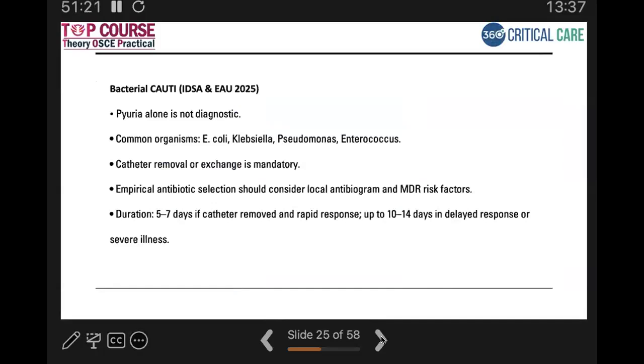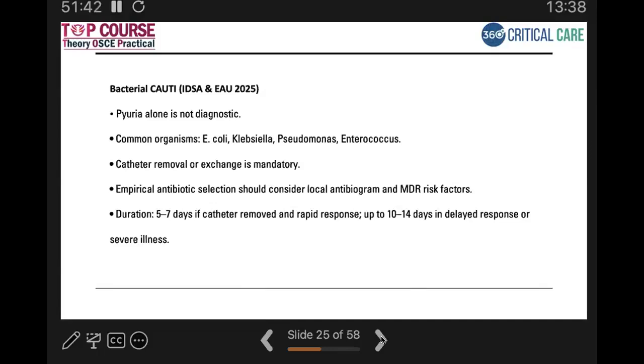So bacterial CAUTI, as per the recent guidelines, when you just see pyuria, that is not diagnostic. When you can find organisms like E. coli, Klebsiella, Pseudomonas, Enterococcus being the common organisms causing CAUTI, whether symptomatic or asymptomatic, just exchange the catheter.